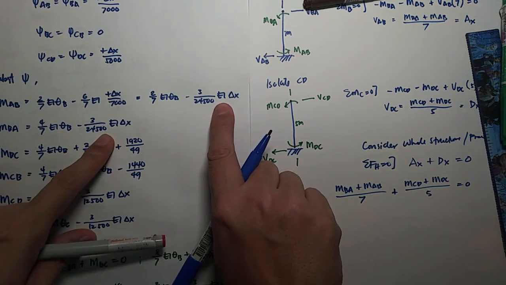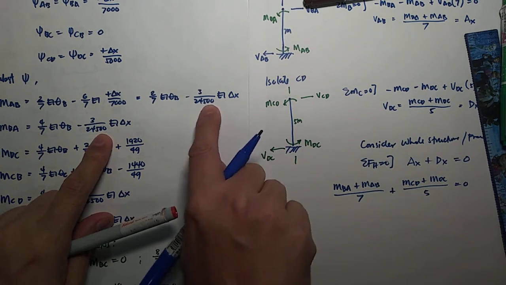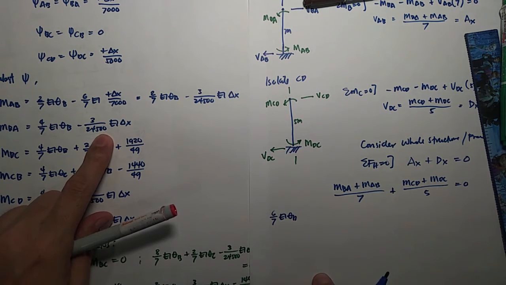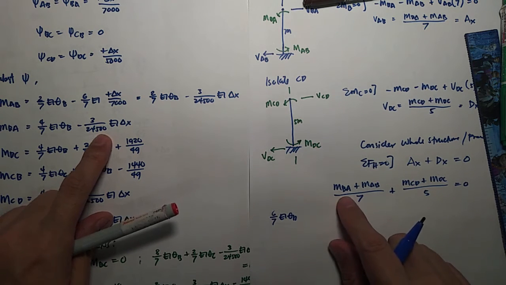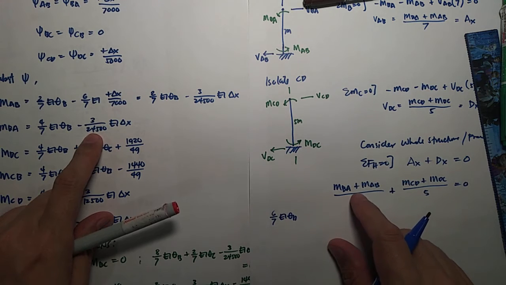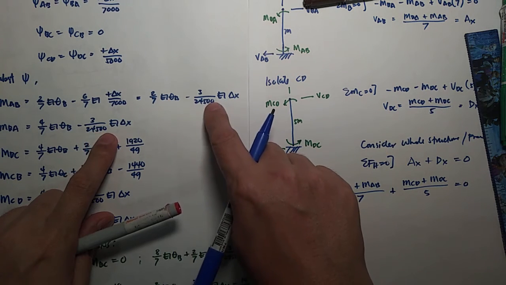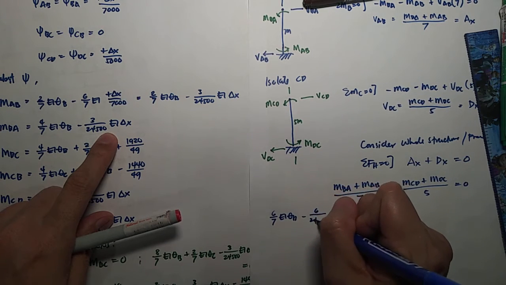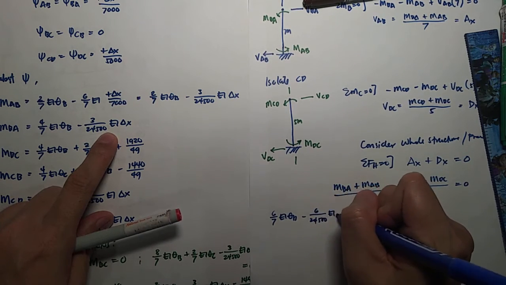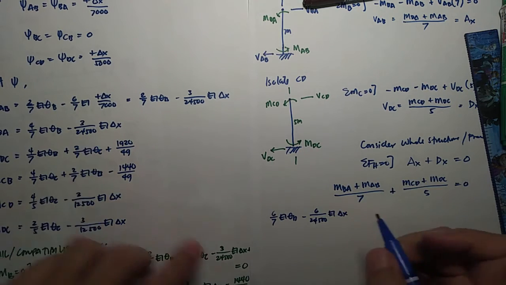Then, these two, we're going to add. So, it would be 6. Tama ba? So, it would be MBA plus MAB. So, we have to add these two. So, the same. So, it would be 6 over 7. This one, it would be 6. So, minus 6 over 24,500 EI delta X. Okay? So, yun. Divided by 7.